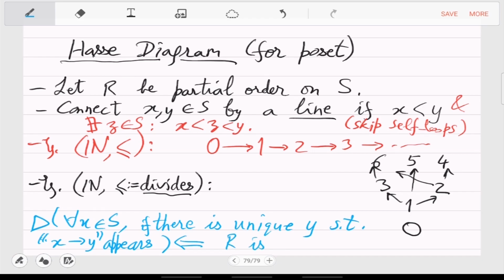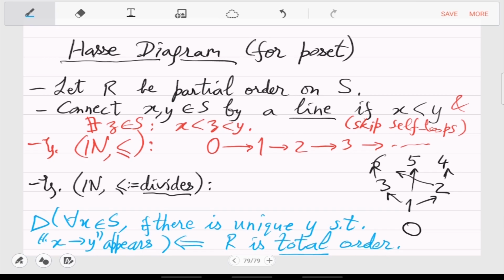If R is a total order, I want to see the opposite. Suppose the relation is a total order, then for any x there will be a unique y such that x to y is an edge. Can you prove this? I can leave it as an exercise.